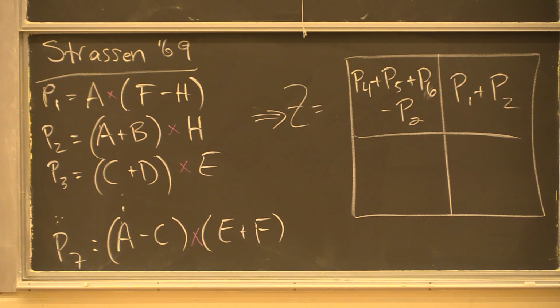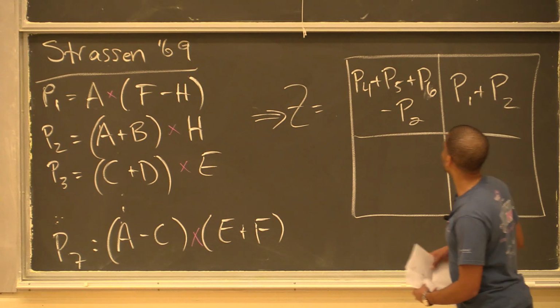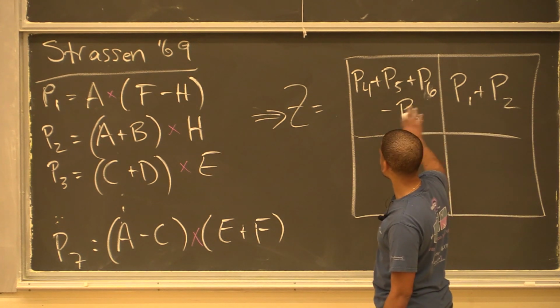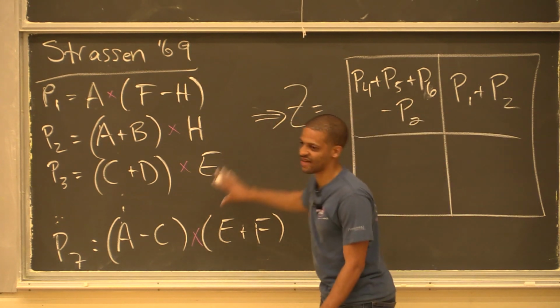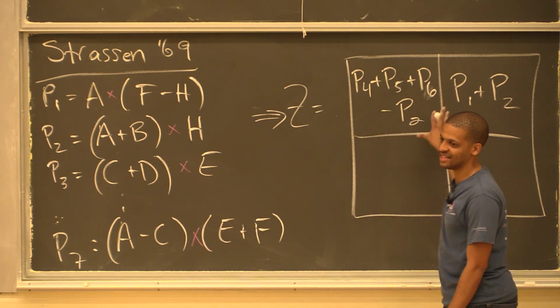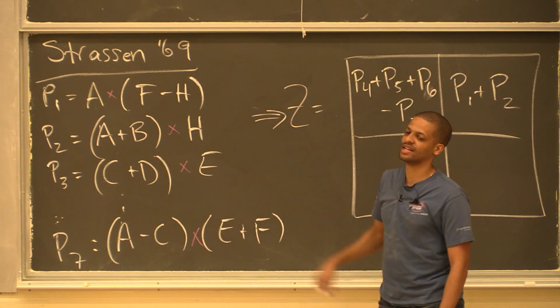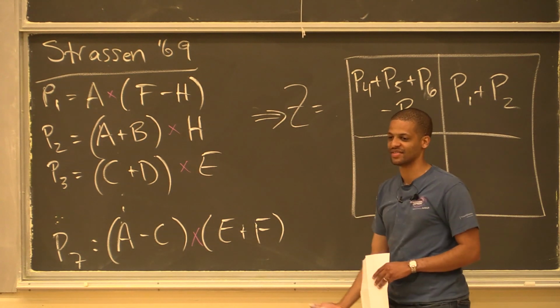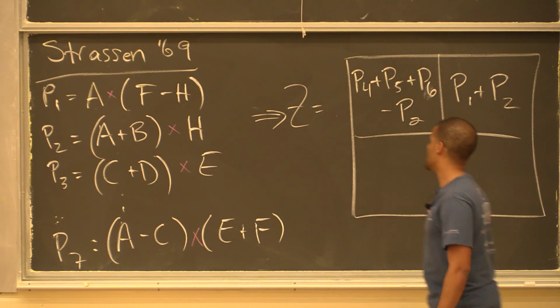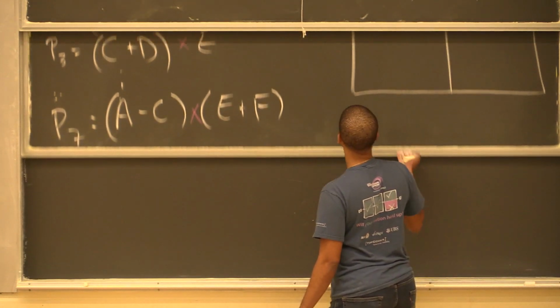And later, people doing algebraic geometry managed to prove that there is no way to do this kind of setup with less than 7 multiplications to be able to combine them to get Z. Basically 7 turns out to be possible. That's what Strassen showed. And later it was shown that you can't do less than 7. Okay? But at the end of the day, you get a recurrence that looks as follows.